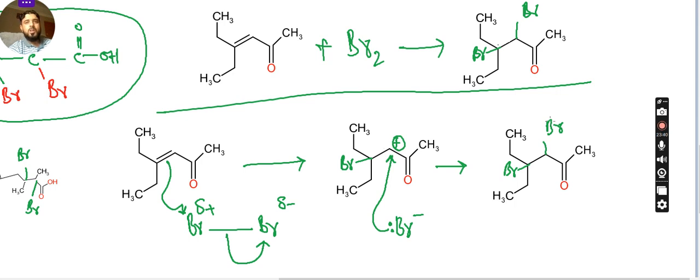Last, the Tollens reagent. Tollens reagent can only react with aldehydes, and when it reacts, it will form a silver mirror. This is the observation.